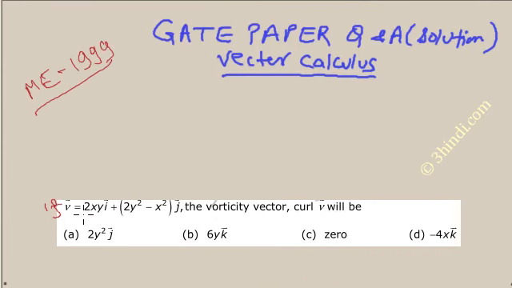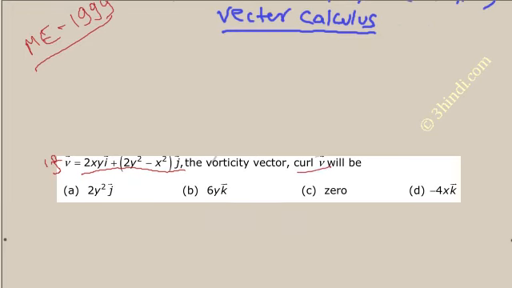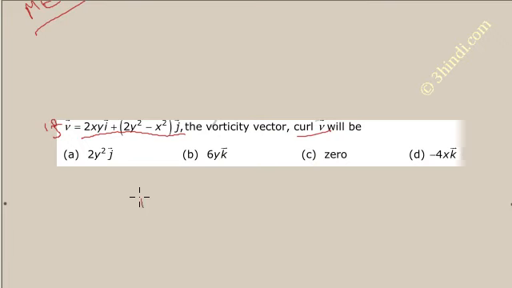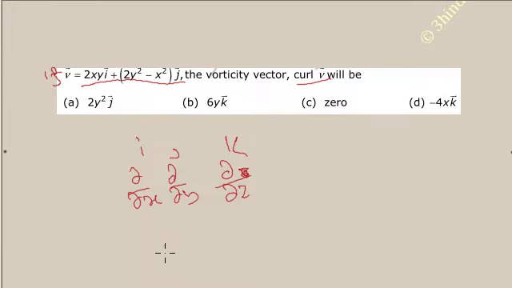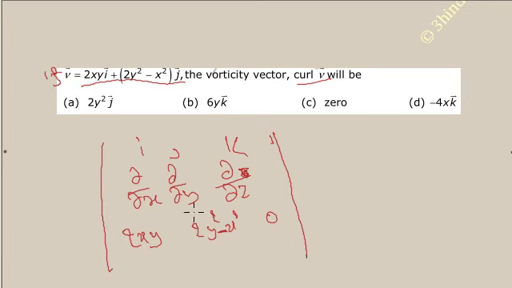Another question is, if v is this vector function, then what is curl v? I have explained how to find curl v. It is equal to the determinant with i, j, k, then d/dx, d/dy, d/dz, and then you put the function. For i, twice xy, for j, twice y squared minus x squared, and for k it is 0. So this is curl v.